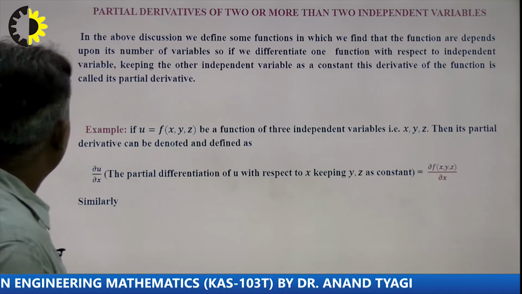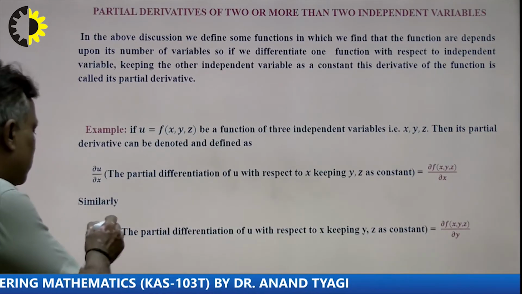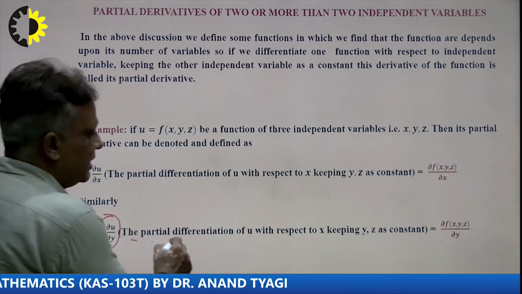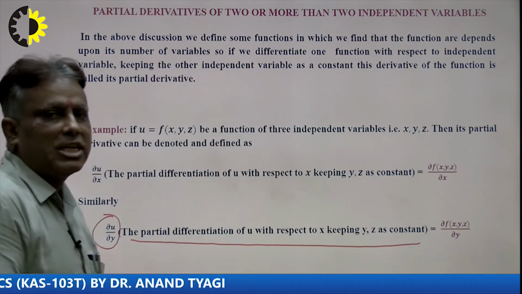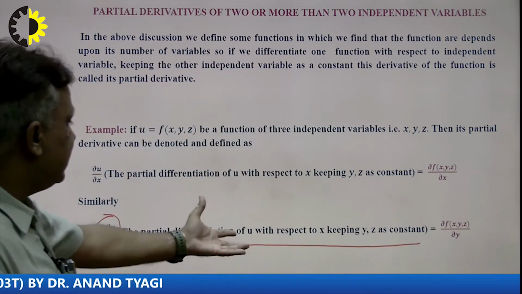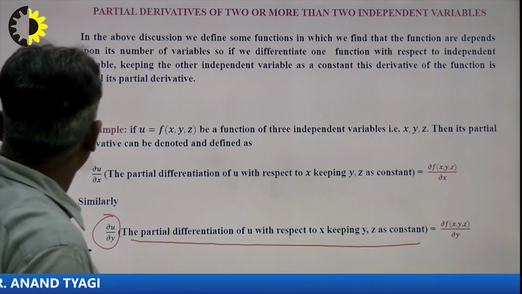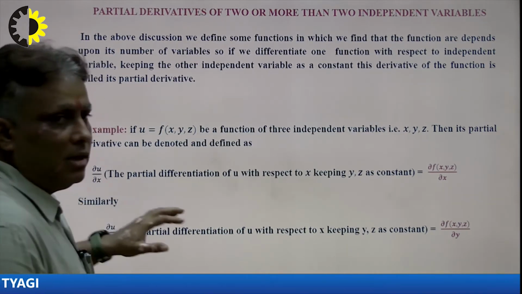In the same way, suppose I want to calculate the partial differentiation of u with respect to y, so I write this statement, and differentiate with respect to y while x and z are both constant. In this way we can find out the solution of the calculation.